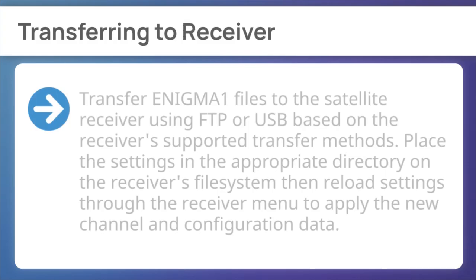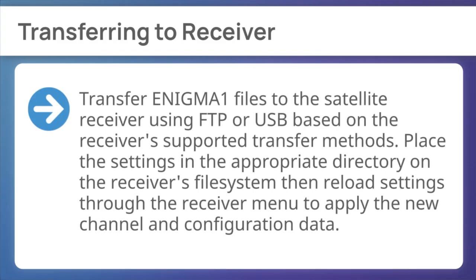Next, transferring to the receiver. Transfer Enigma1 files to the satellite receiver using FTP or USB based on the receiver's supported transfer methods. Place the settings in the appropriate directory on the receiver's file system, then reload settings through the receiver menu to apply the new channel and configuration data.